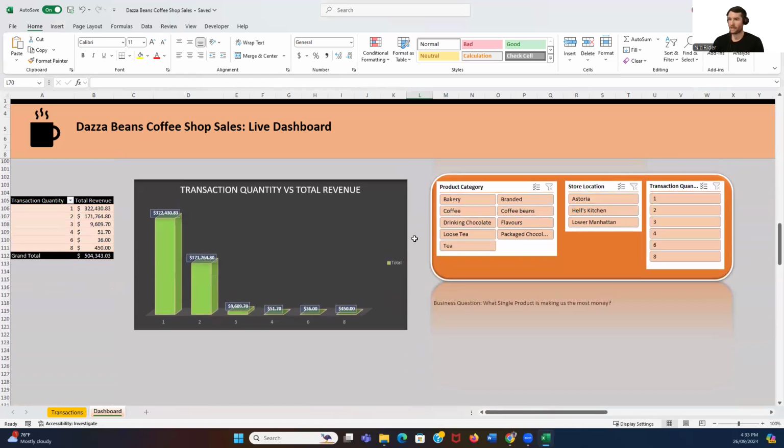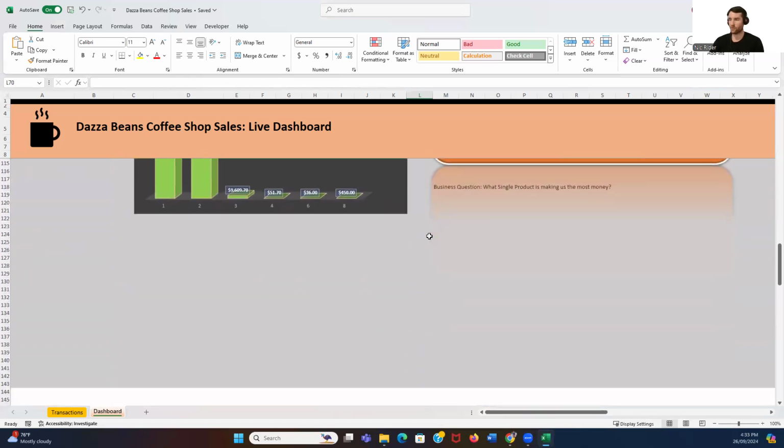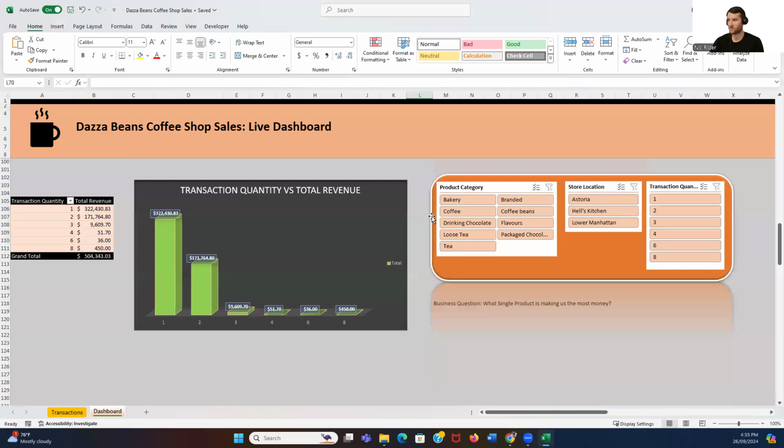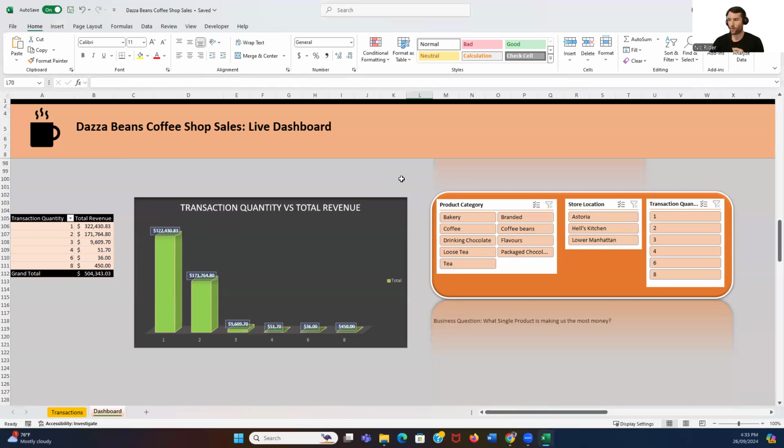All right, next part we're coming down to, which is the last part here. He's asked what single product is making us the most money. So what I'm going to go into here is I'm going to touch on the product that he's selling. So we know that from one transaction, when he sells one item, 322K of his revenue comes from people that just buy one single item at his coffee shops.